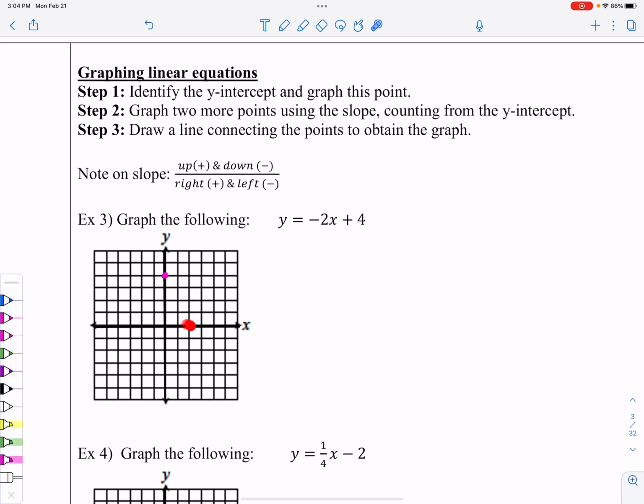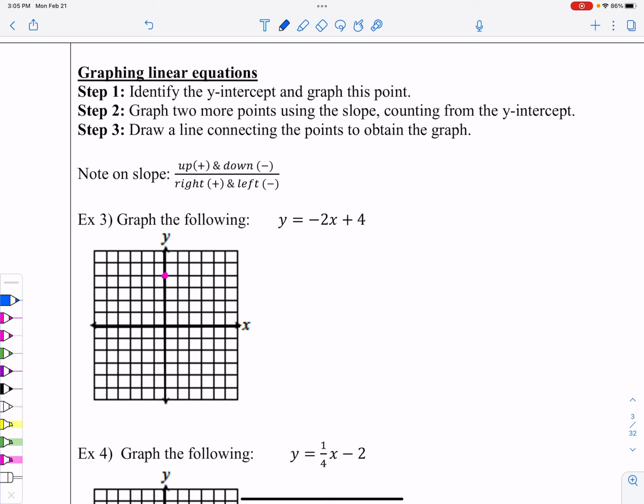They don't give us any information about the x-axis, so we should never be having our first point on the x-axis unless it's over here at 0. It's always going to be on the y. So identify the y-intercept and graph. Graph 2 more points using the slope, counting from y as your starting point, and then draw a connecting line.